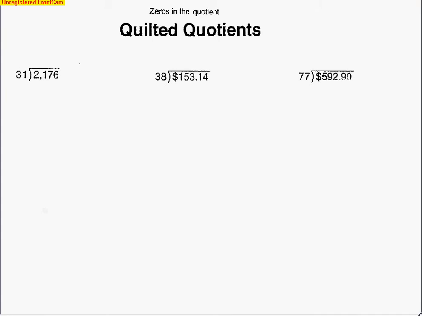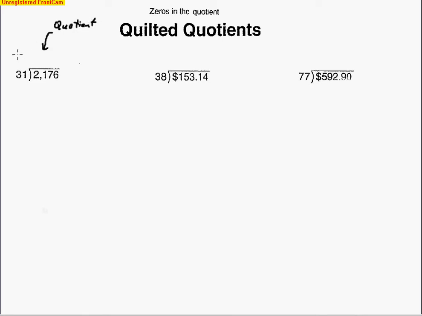These are problems from a handout called Quilted Quotients, and the concept here is that we're going to have zeros in the quotient. So let's talk real quick about what the quotient is. The quotient is the number that we get when we do a division problem. So our quotient is going to be the number up top in the problem that we go ahead and solve.